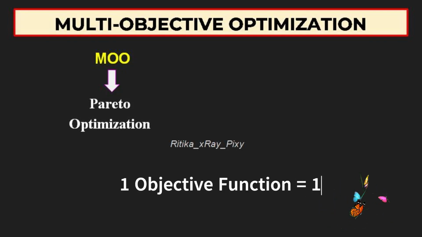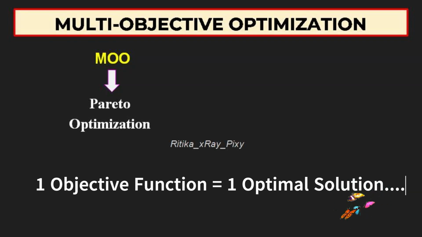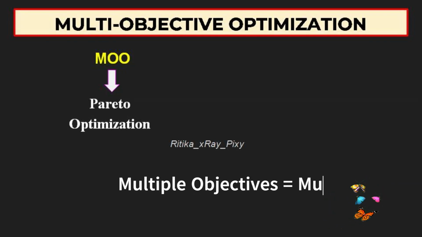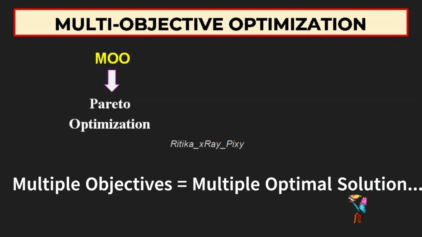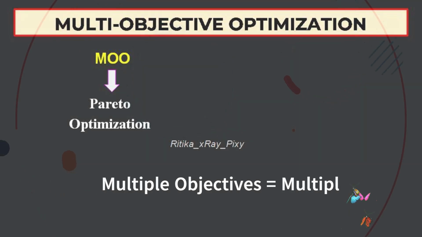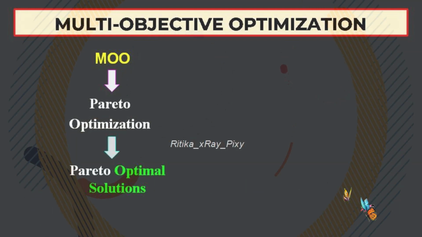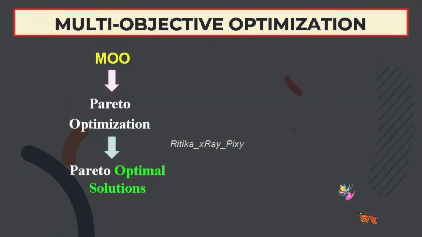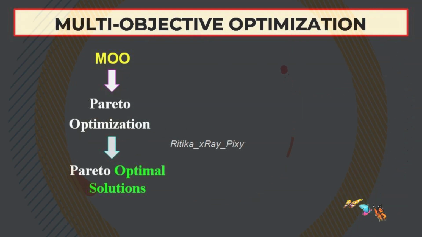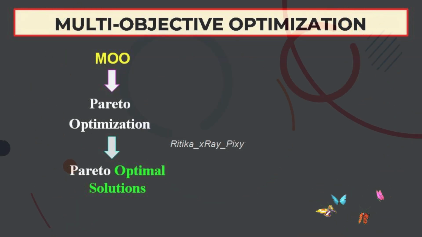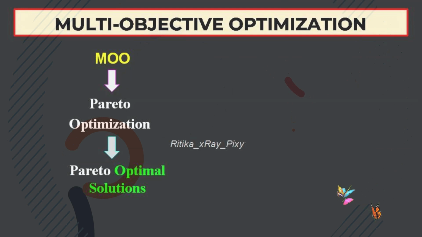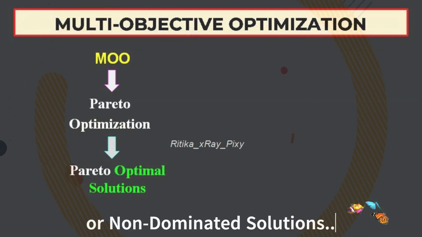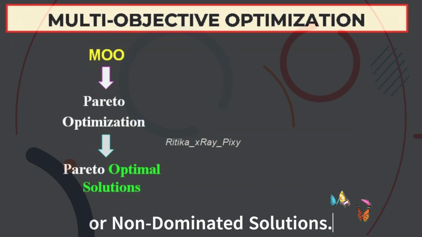As in the single optimization problems, there exists only one objective function and we need just one optimal solution. But in multi-objective optimization, our goal is to identify a set of solutions which optimally match multiple objectives. So here we need Pareto optimal solution. These solutions are called Pareto optimal solutions, or we can say non-dominated solutions.